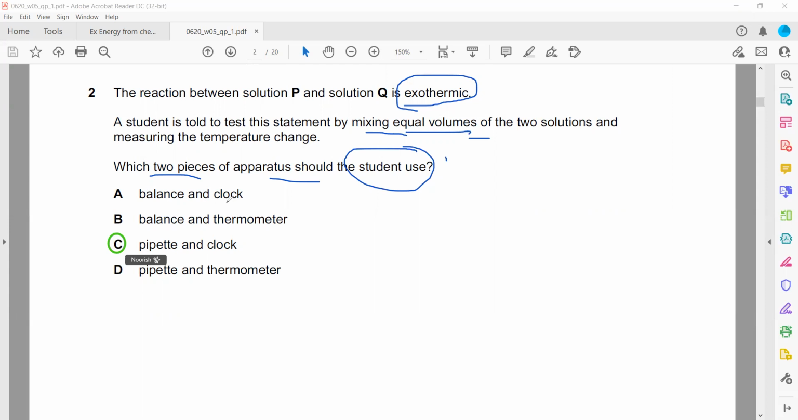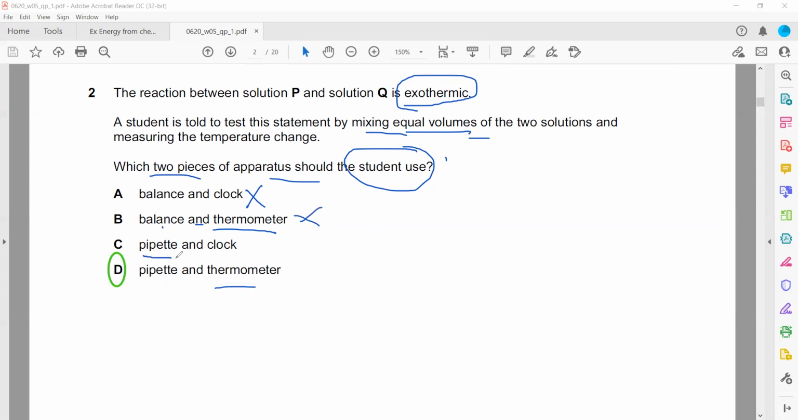Balance is for mass, clock is for time. We don't have to measure time. Nothing is mentioned about the time. So we don't need it, because we don't have to measure it in the question. We don't have to measure the mass. Here a thermometer is there, but we don't have to measure the mass, so it cannot be the answer.